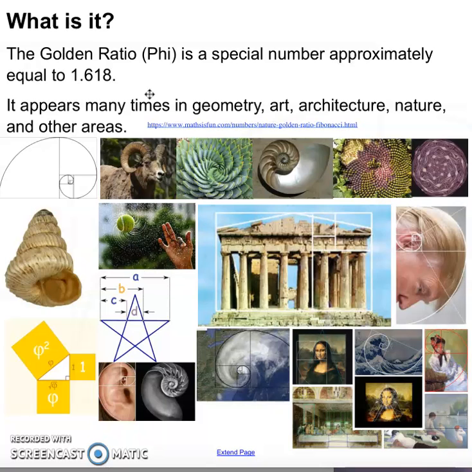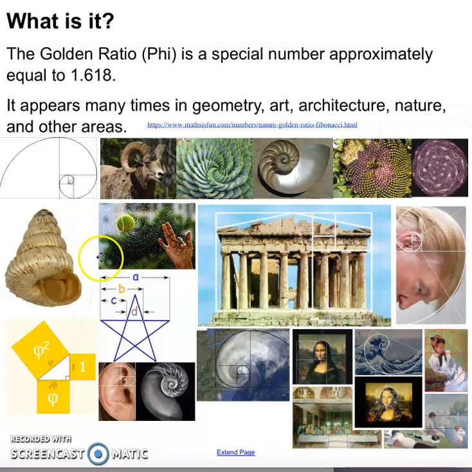It appears in nature, as you can see here with the shells and the plants and the ram's horn. It appears in geometry, like in the formation of a pentagram and this triangle. It appears in art, Mona Lisa, The Last Supper. I don't even know what these are. This is The Wave. That's a pretty cool painting. Architecture, nature, I already said that, and some other areas.